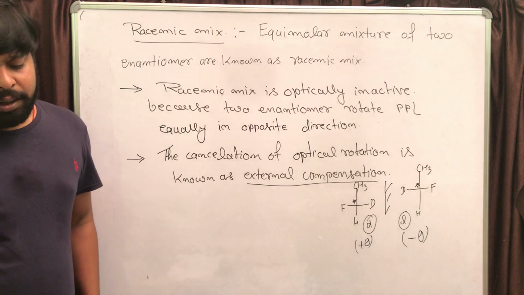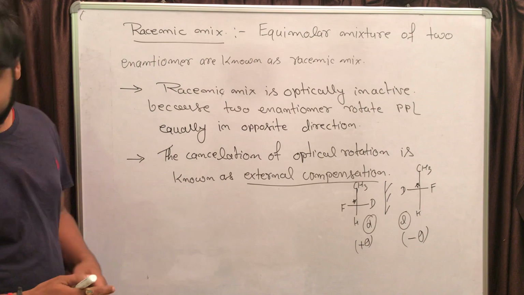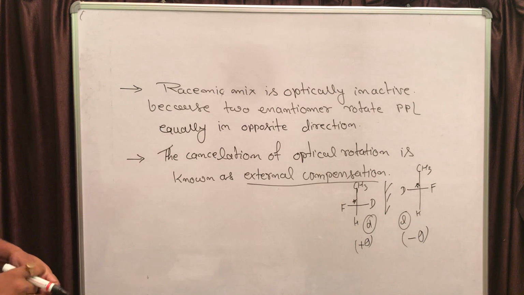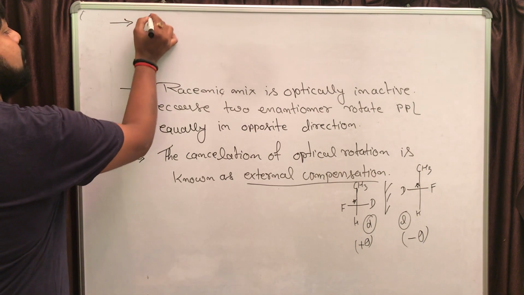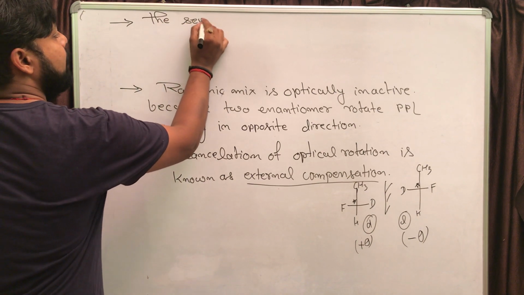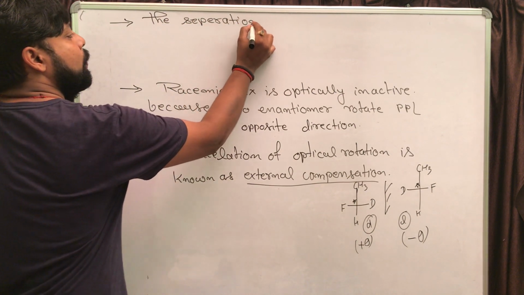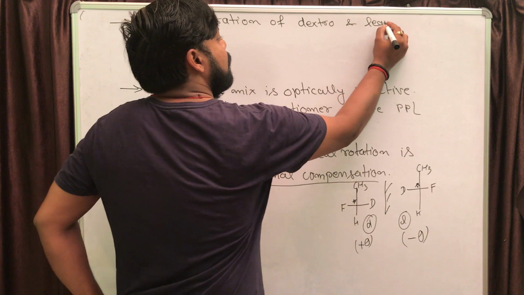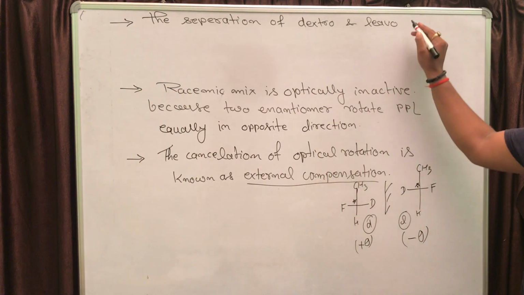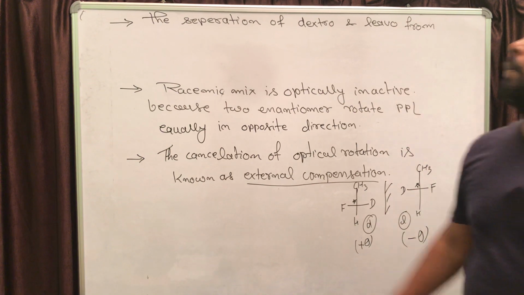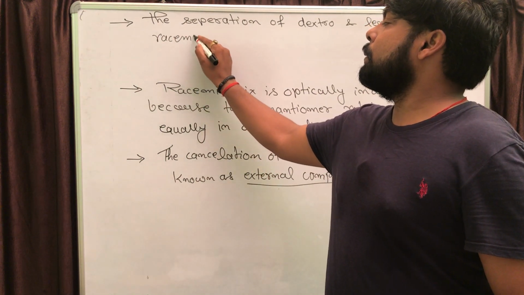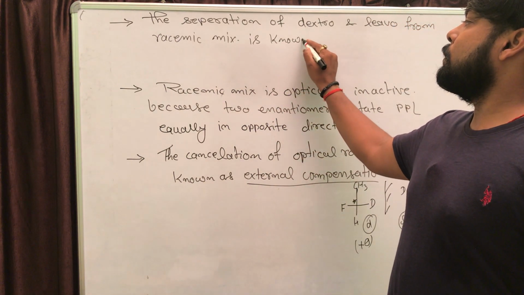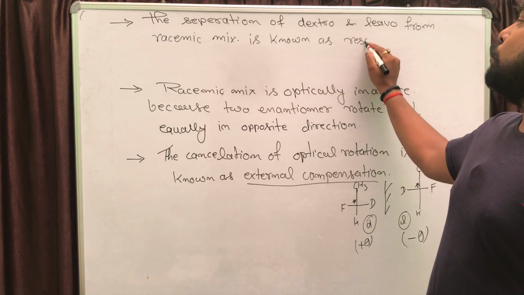Next, there are two more statements that we need to write. Let's write that also. The separation of dextro and levo from a racemic mixture is known as resolution.